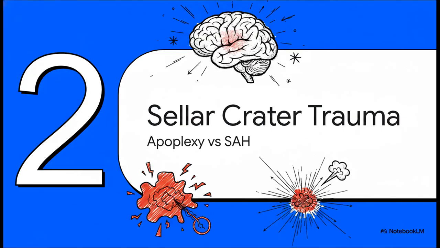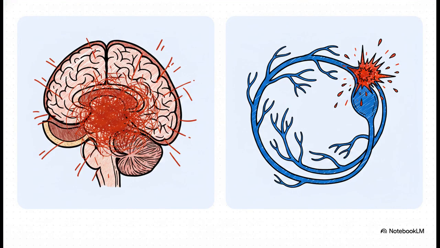Moving right along, Section 2. Sellar crater trauma, pituitary apoplexy versus aneurysmal subarachnoid hemorrhage. So we are moving anatomically up to the brain now to compare two truly terrifying causes of a catastrophic thunderclap headache. Both of these emergencies present with that classic intense thunderclap headache. Patients will literally tell you it's the worst headache of their entire life. They'll have meningismus and an altered sensorium. But structurally, they are completely different beasts.